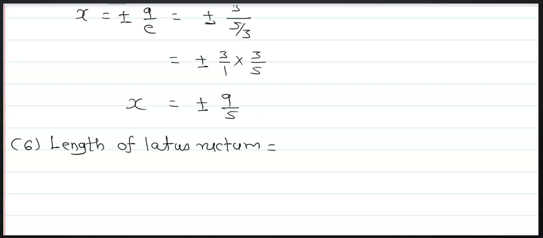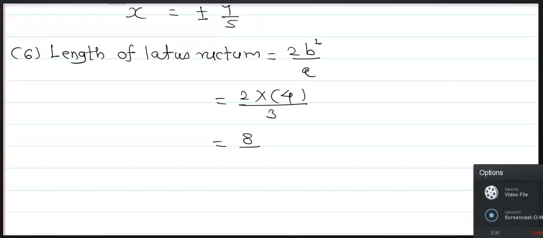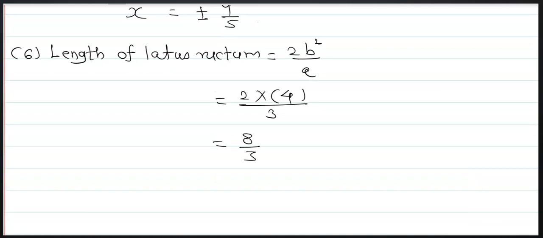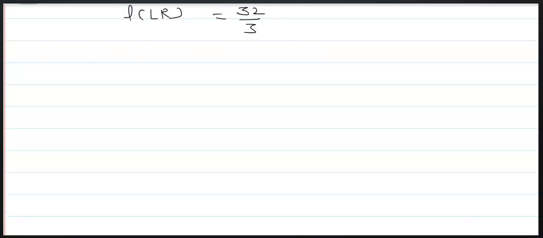Length of latus rectum, that is 2b square upon a, 2 into 4 square upon 3, that is 16, 16 into 2, 32 upon 3. This is the length of latus rectum.